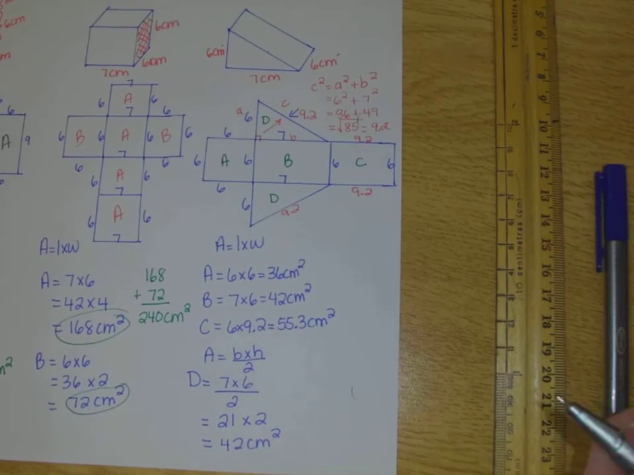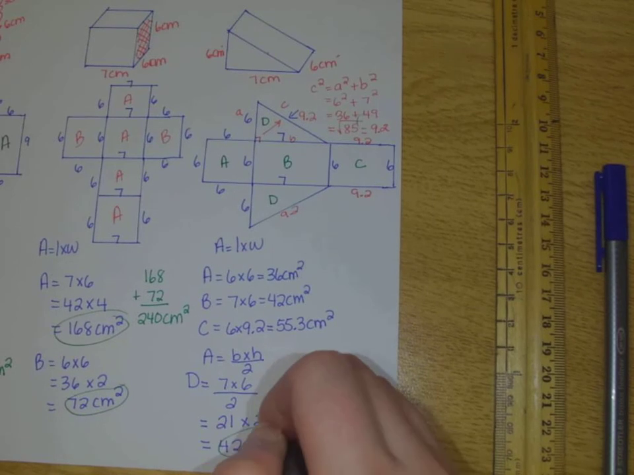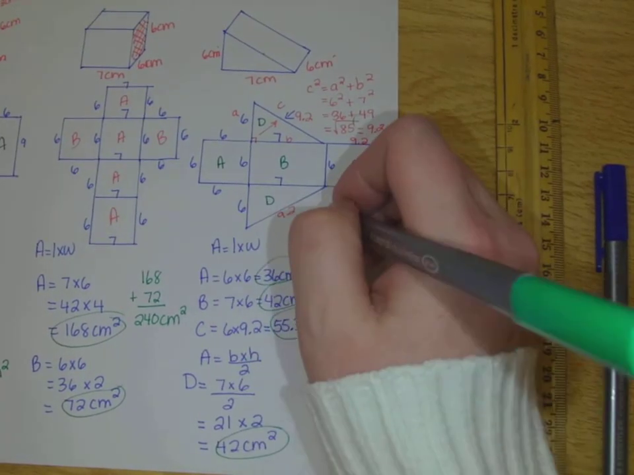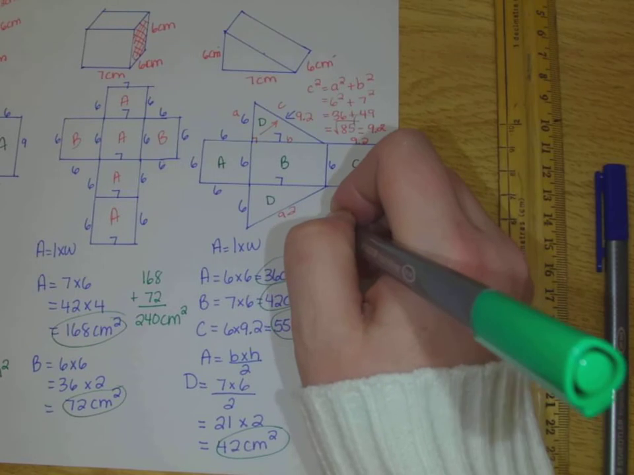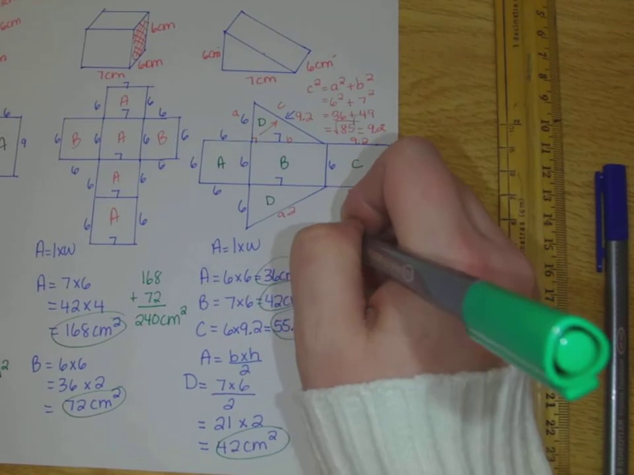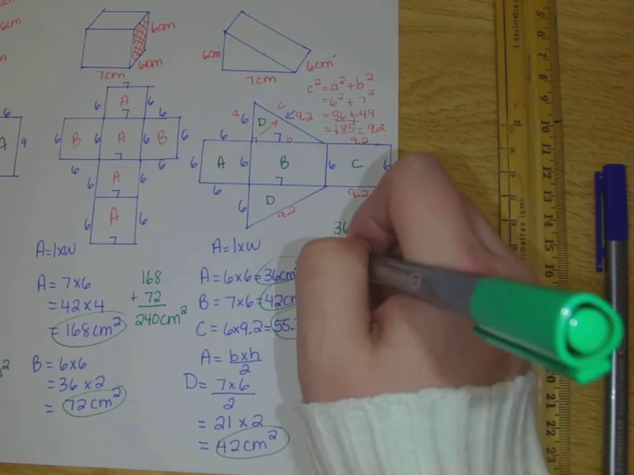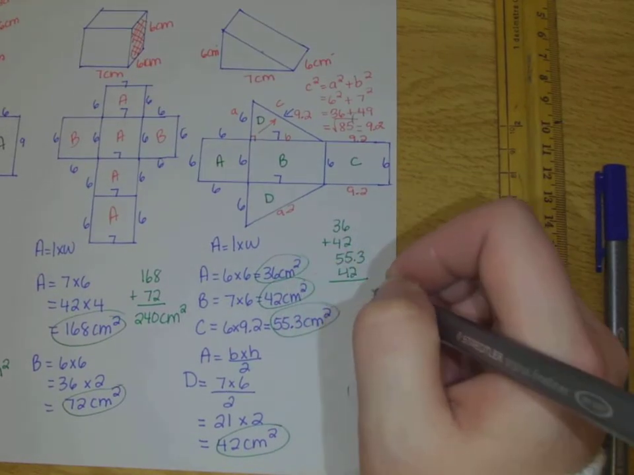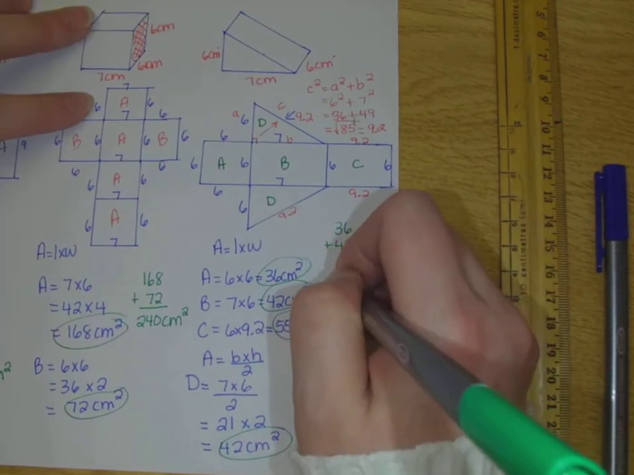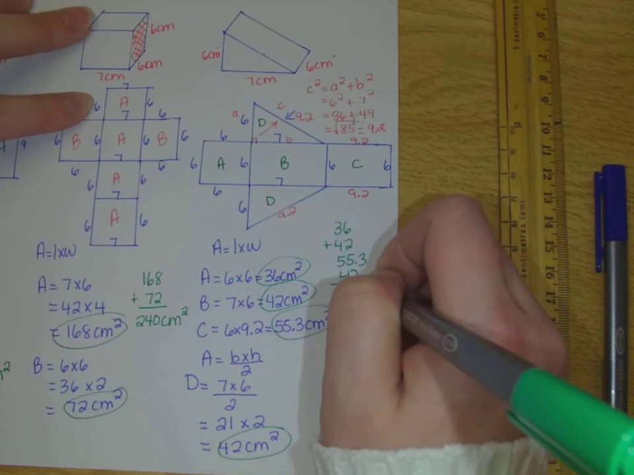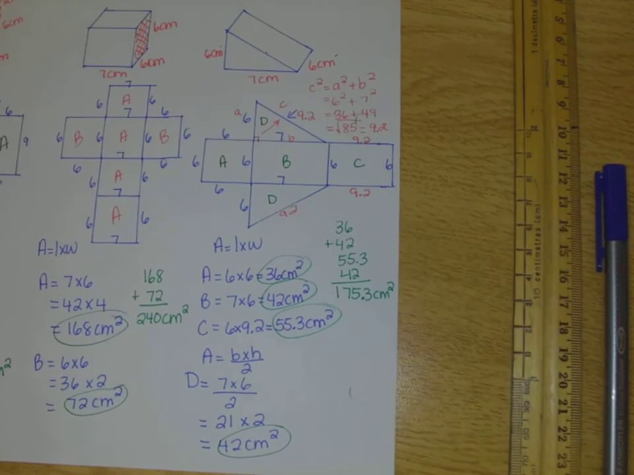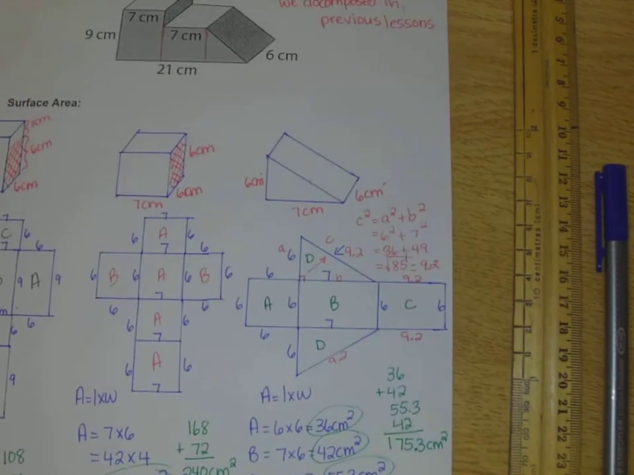All right, so I'm running out of room here, but we have to add all of these that I circled together. So 36 plus 42 plus 55.3 plus 42 gives you 175.3 centimeters squared.